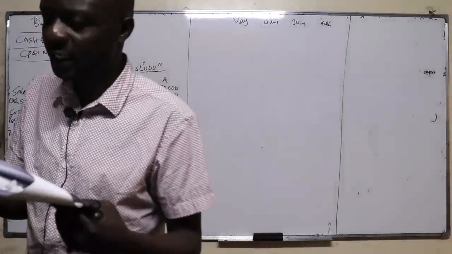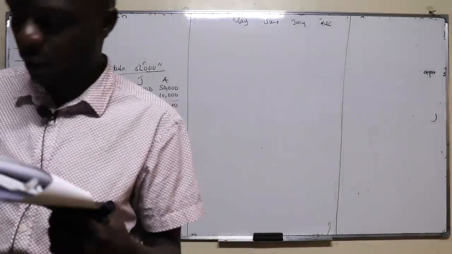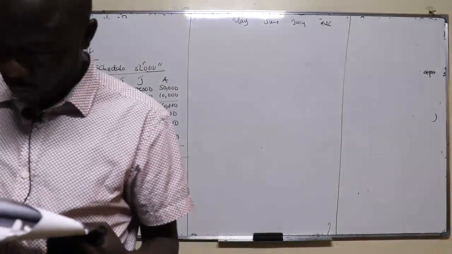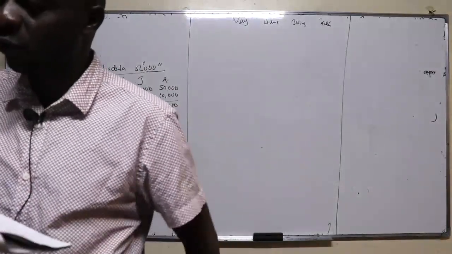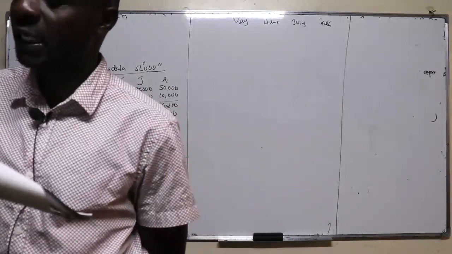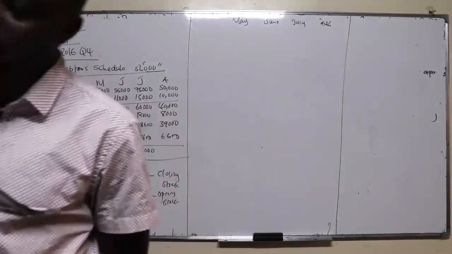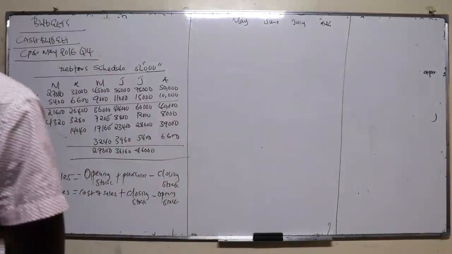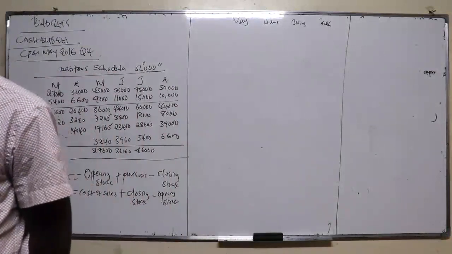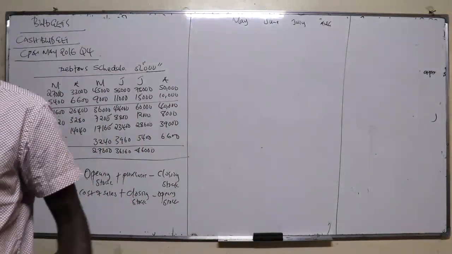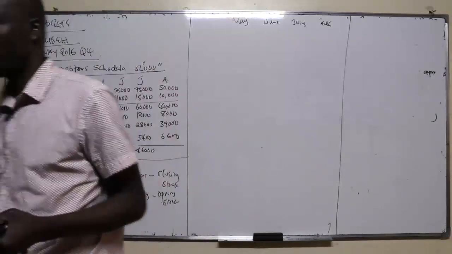Then note number 6 says the company maintains its ending inventory level at 25% of the cost of the merchandise to be sold in the following months. So it means that the closing inventory in any month is equivalent to 25% of the cost of sales of the next month. So the closing stock of any month is the same as 25% of the cost of sales of the following month, isn't it?